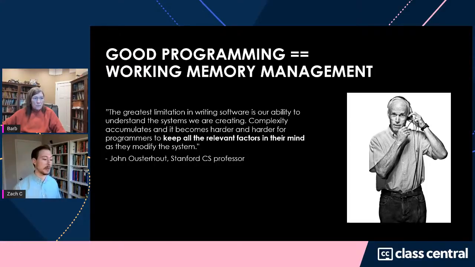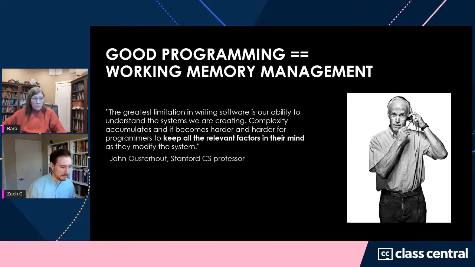Good programming is about abstraction. Abstraction is about hiding complexity, and hiding complexity is about freeing your working memory to focus on one thing at a time. Now, Stanford University professor of computer science, John Ousterhout, has this wonderful quote, which is that the greatest limitation in writing software is our ability to understand the systems that we're creating. Complexity accumulates.